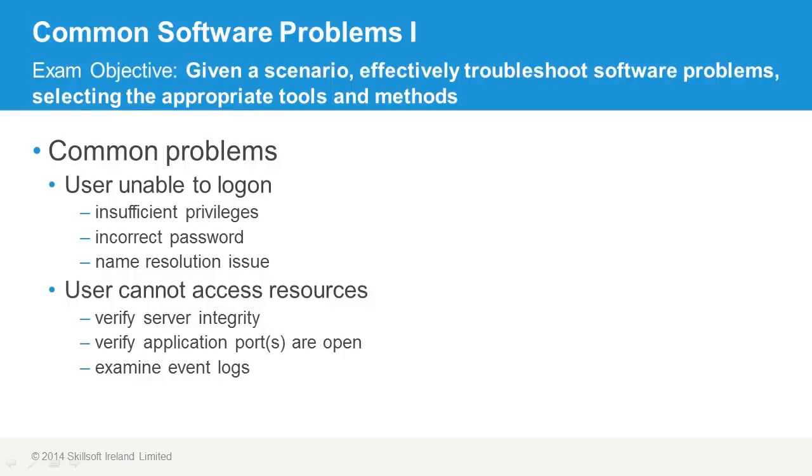So there certainly can be a number of issues with respect to not being able to log on. Now, if you were able to log on successfully, but then you cannot access a particular resource, for example a printer or a shared folder on a server, then we should verify the server integrity to begin with. In other words, is the server up and running? Did it go down unexpectedly? And is it connected to the network? Certainly verify the application ports are open. Somebody may have made a change to a firewall configuration and we can no longer access the application we're trying to get to. And of course, we can examine the event logs of that system to see if anything has in fact been changed.